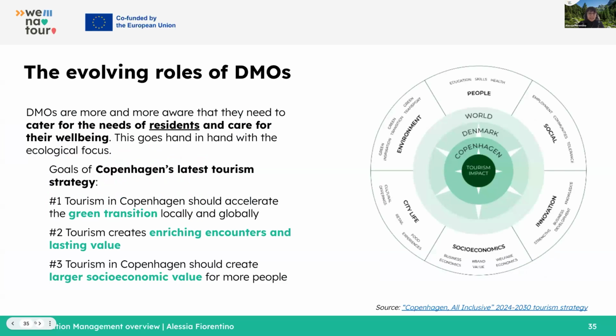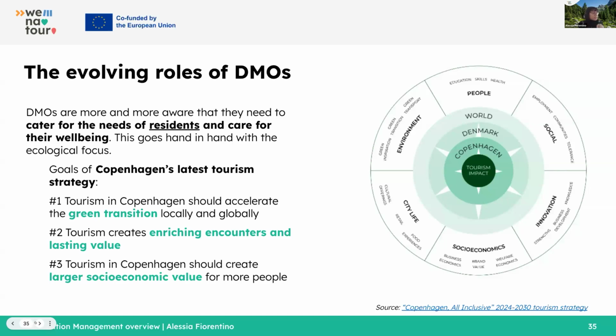Okay, here again, you may know that, for instance, Copenhagen, they are champions in this. You know all about the last Copenpay project. It's a project that they will redo this year, I heard. But they also launched their new tourism strategy, which is called All Inclusive. A great play on words, in my opinion.